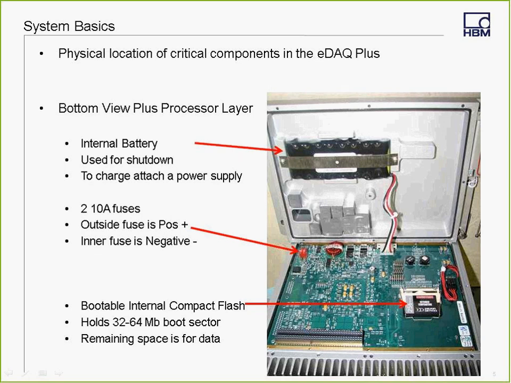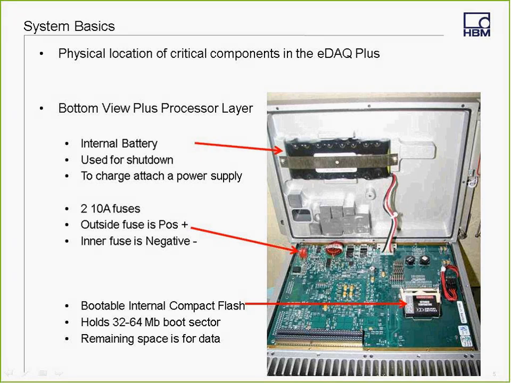Our next item is the fuses. Okay, there are two 10-amp automotive bayonet fuses on the bottom of the eDAQ. These same exact fuses also appear in the eDAQ Lite. Of note is that the inside fuse is the negative or the low side fuse, and the outside fuse is the positive. Okay, our next item of interest is the internal compact flash. The compact flash shown here holds the boot up program for our system.